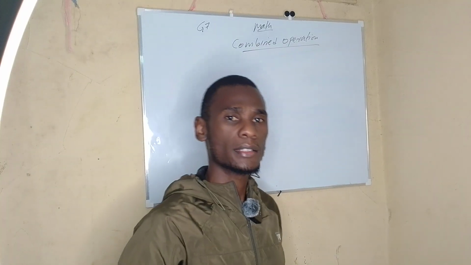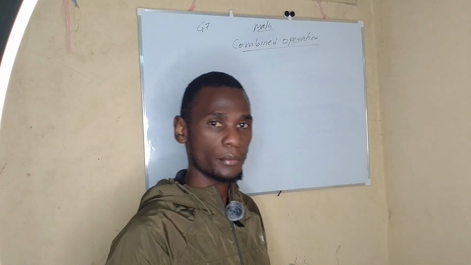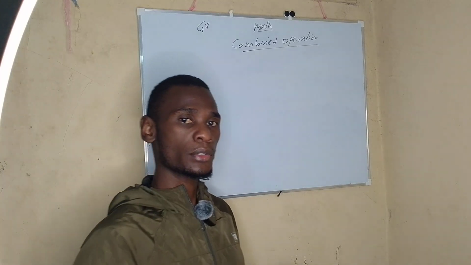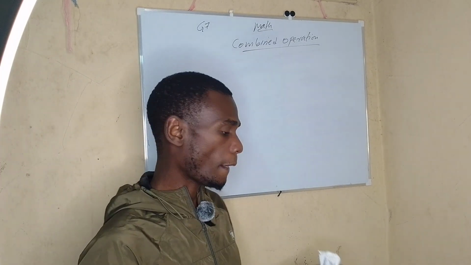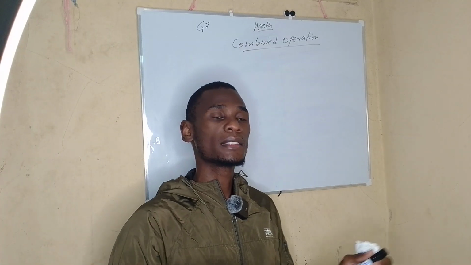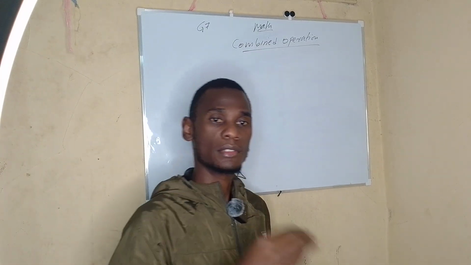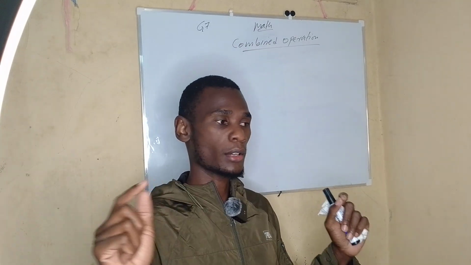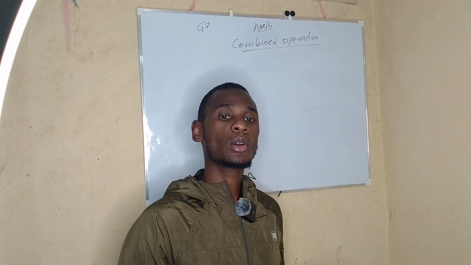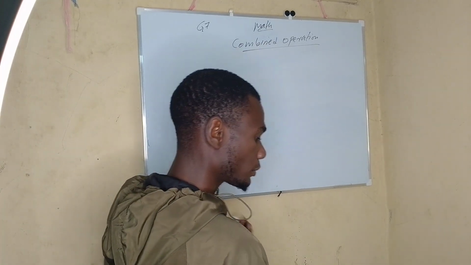So there are substrands that only talk about addition. You only add. Others will give you subtraction, others will give you division, others multiplication and all that. But at some point, these things are put together. So you find one question has addition, subtraction, multiplication, and division in one particular question. So this is what we call combined operation. So let me give you an example.